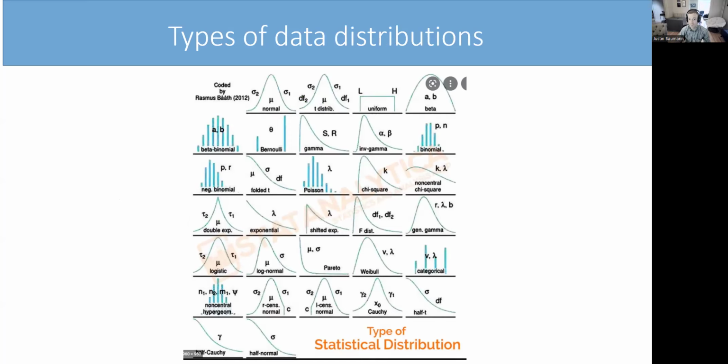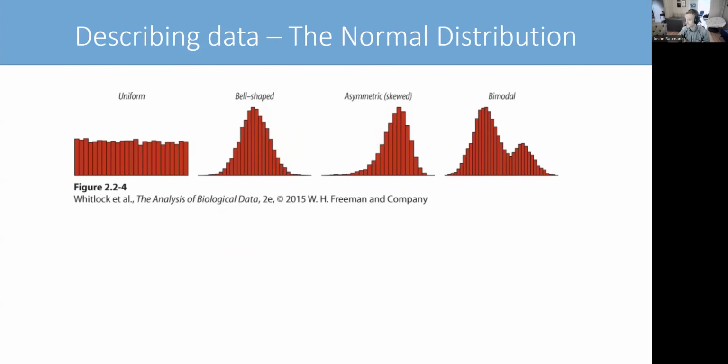We usually think about the following. We can keep it pretty simple. Most of the time we think about the bell curve or the normal distribution. And this is straight out of the textbook, Whitlock and Schluter, which is roughly the basis of the statistical concepts we talk about in this class. So you can see we have a uniform distribution at the left, and then we have a bell curve or a normal distribution there, second from the left.